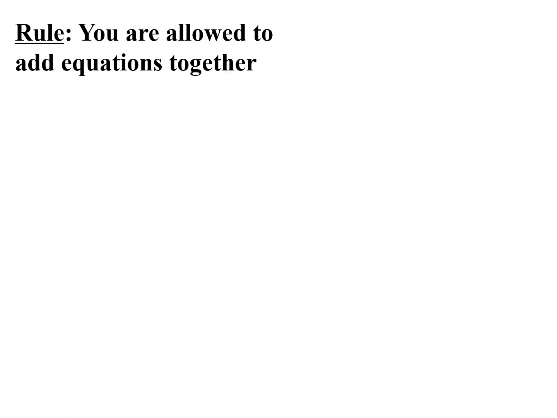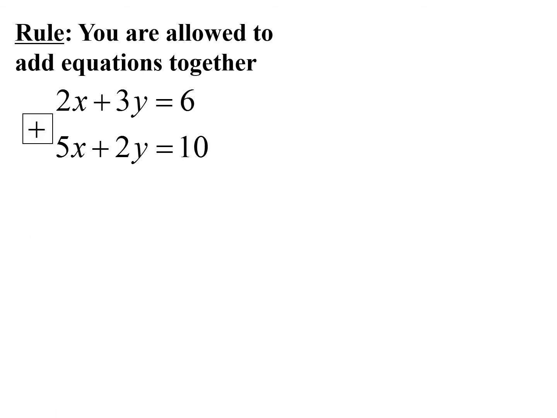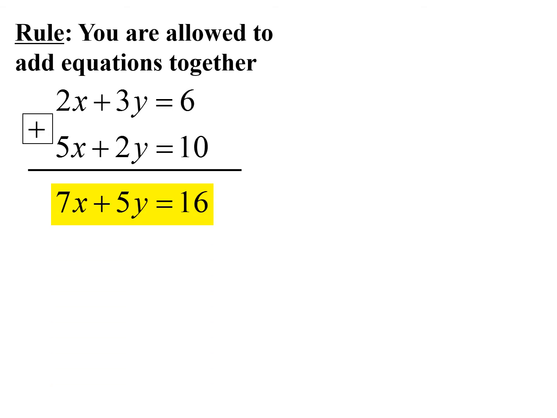Okay, so now we're going to explore solving systems through elimination. Our rules that we need to use when solving a system by elimination is, one, we are allowed to add equations together. So if I have 2x plus 3y equals 6 and 5x plus 2y equals 10, I can add these two equations, making sure that I combine like terms. So my x terms go together, my y terms go together, and my constants go together. So 2x plus 5x is 7x. 3y plus 2y is 5y, and 6 plus 10 is 16.